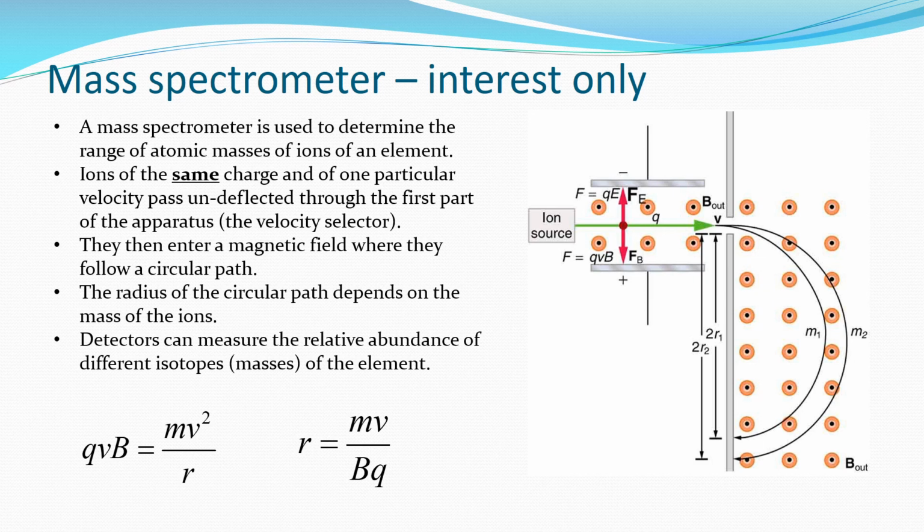So the radius of the deflection will depend on the mass of the particular isotope, will depend on the velocity of the isotope, and obviously the charge and the magnetic field, which we can previously measure.